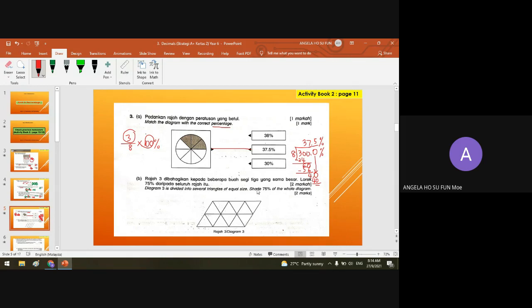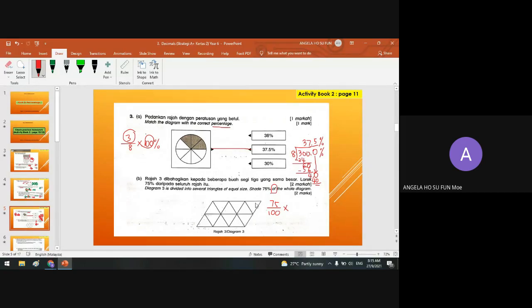Okay, now B. Diagram 3 here is divided into several triangles of equal size, same size. They ask you to shade 75% of the whole diagram. Now, the word "of" here, what is the meaning of "of" here? Multiplication. So you are going to multiply, right? What you're going to do is write down this 75%. Okay, 75% is actually 75 over 100 if you change into fraction. So "of" is multiply. The whole diagram here means that you have to count there are how many equal size of the triangles inside this diagram.